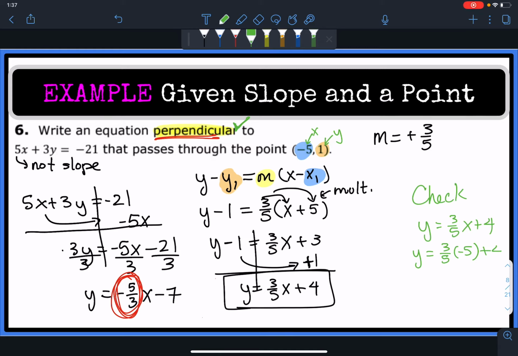Let me continue using green. And y is going to equal negative 3. 3/5 times negative 5 is negative 3. Adding that with 4, we get that the value of y is equal to 1. So look, this checks out. So there, we have verified again that this new equation satisfies both conditions. It is both perpendicular to the existing line provided to us, and it goes through that point right there because negative 5, 1 is a solution to our equation.